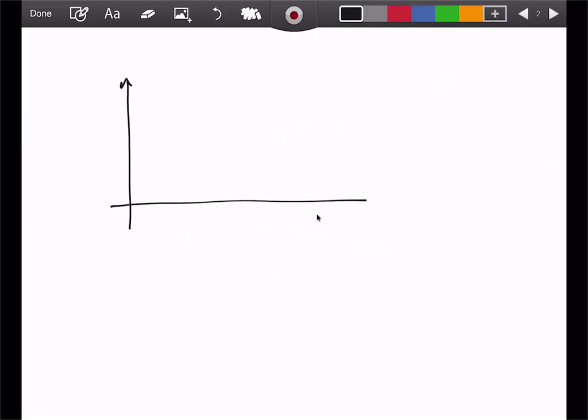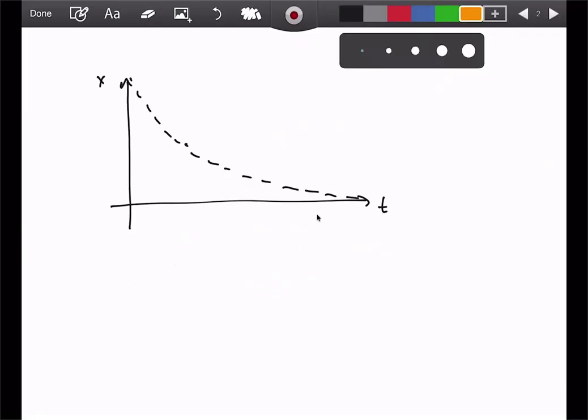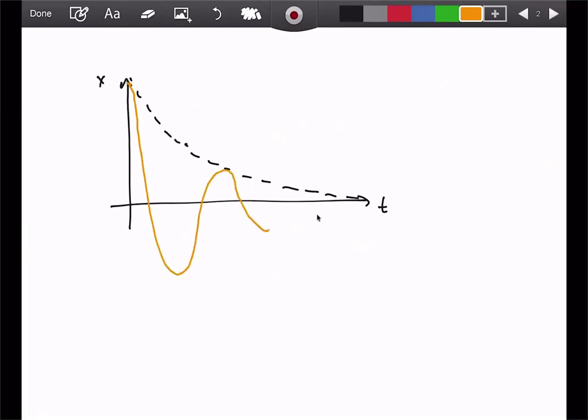So this is what gave us our harmonic oscillation, where if we look at x versus t, we had the exponential decay. So there's my exponential decay, but we still had a harmonic oscillation inside of that. Depending on my initial conditions, this is going to do something like this, and so on. So that's what we talked about last time.